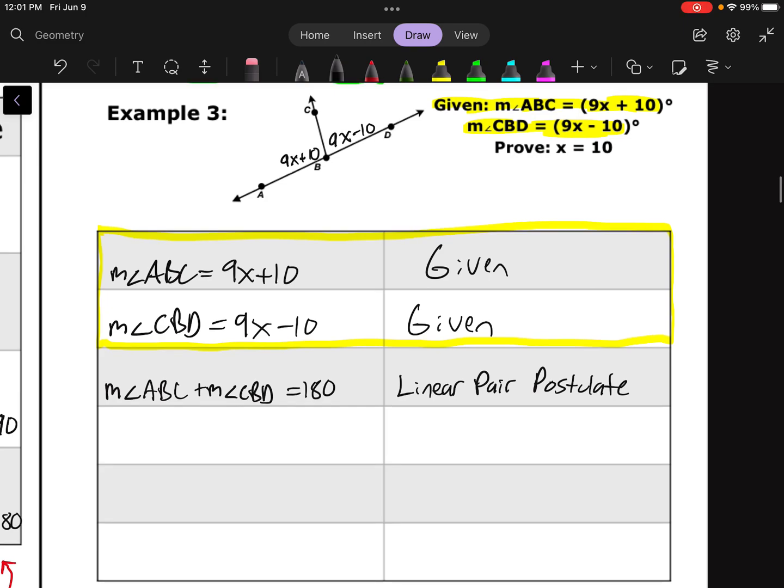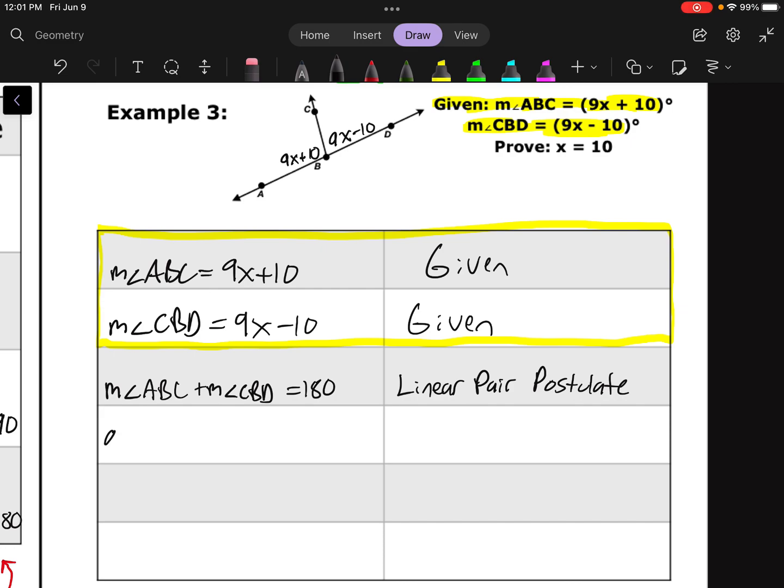And now we know what ABC is and we know what CBD is. And since this is already written out with equal signs, we don't need to do any sort of definition of congruence things here. We can just go ahead and substitute in. ABC is 9x plus 10. CBD is 9x minus 10. And that was me substituting in the numbers for the letters. That's the substitution property.